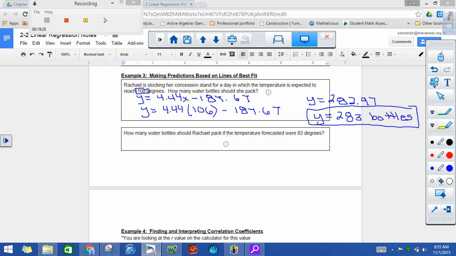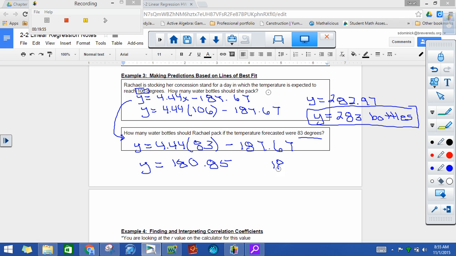This is going to be the same exact thing, only they've changed it to 83 degrees. So I'll use that same equation, but instead of a 106, I'm going to put in 83. So y equals 4.44 times 83, that's an ugly 8, sorry, minus 187.67. And if you do that out, you are going to get 180.85. So again, I'd bring 181 bottles of water.